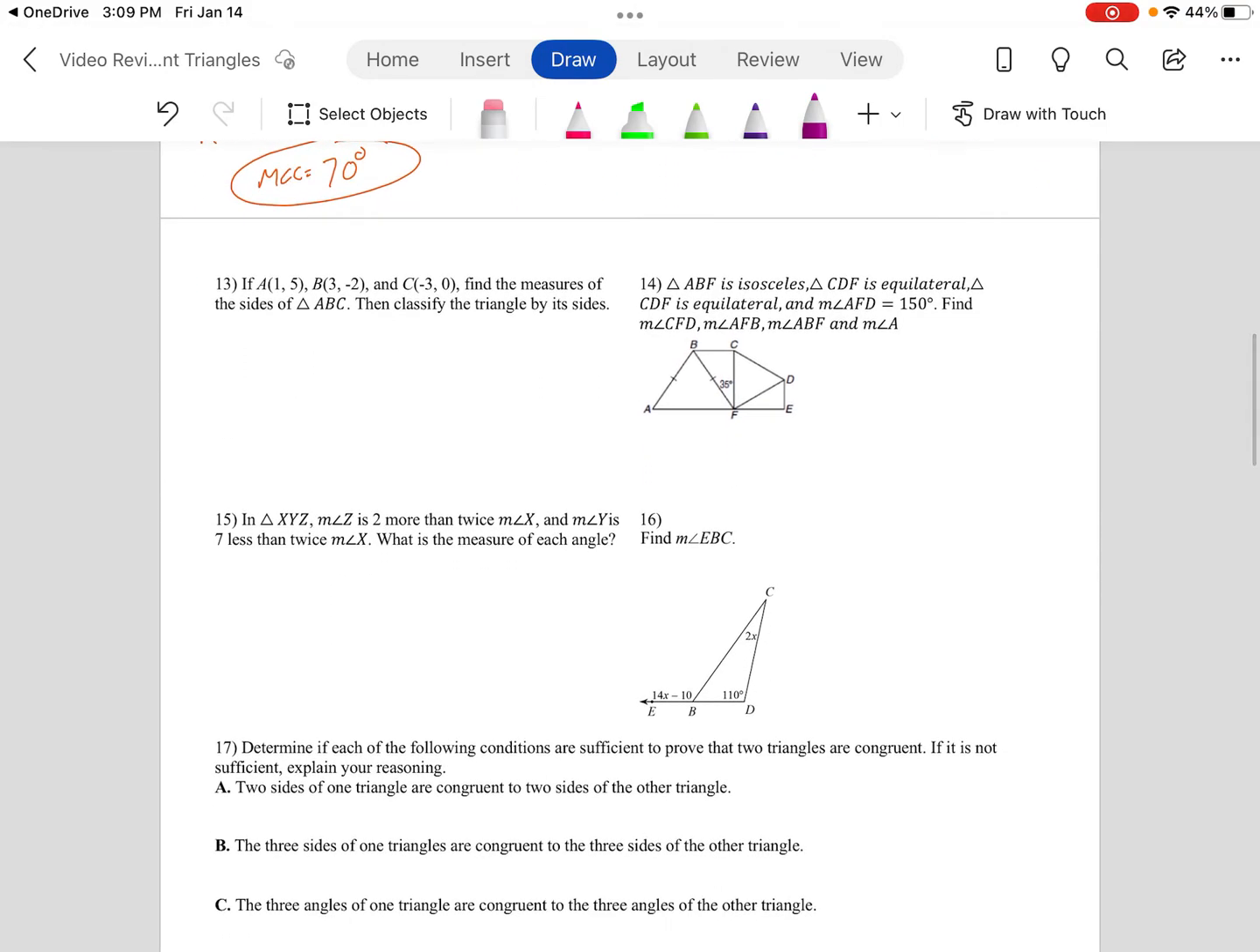Next one, number 13. Okay, it says find the measure of the sides and classify the triangle by its sides. So we find the distance for each one, the distance from A to B. It's going to be 1 minus 3 squared plus 5 minus negative 2 squared. Distance from A to B is going to be negative 2 squared plus 7 squared, 4 plus 49. Distance from A to B is equal to radical 53.